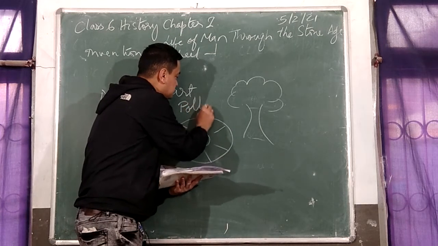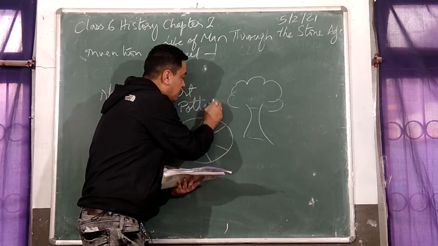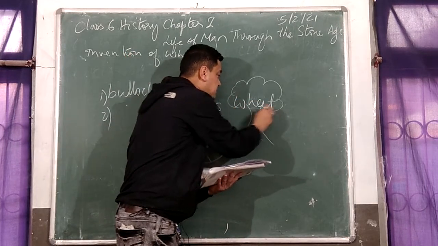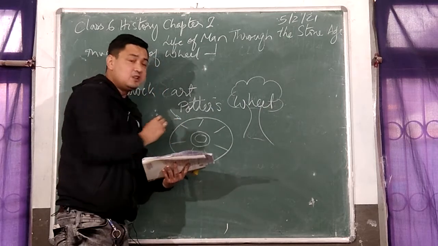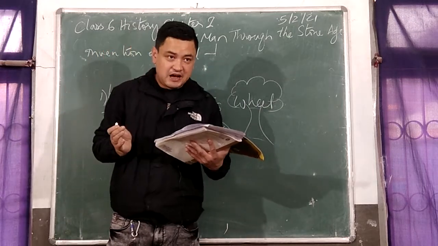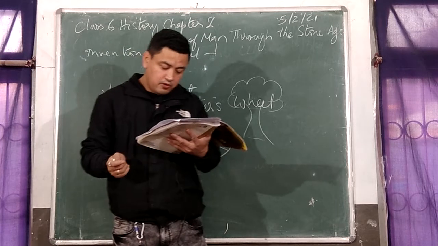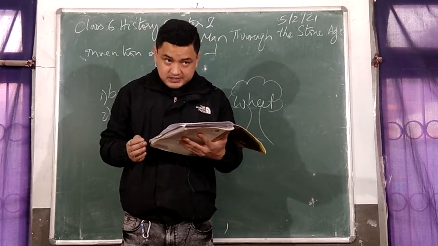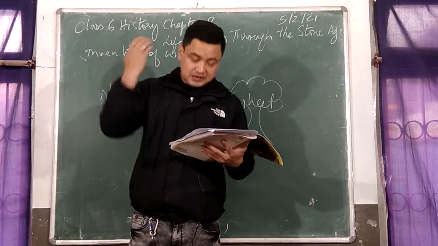It is known as the P-O-T-T-E-R apostrophe S, potter's wheel. This is called a potter's wheel, where pots are made. So it appears that the wheel was first used for making pots, then as a bullock cart.